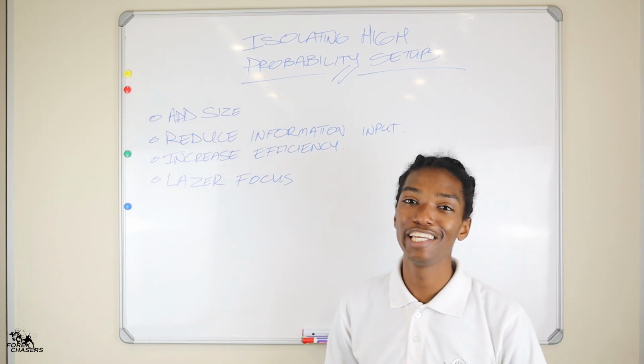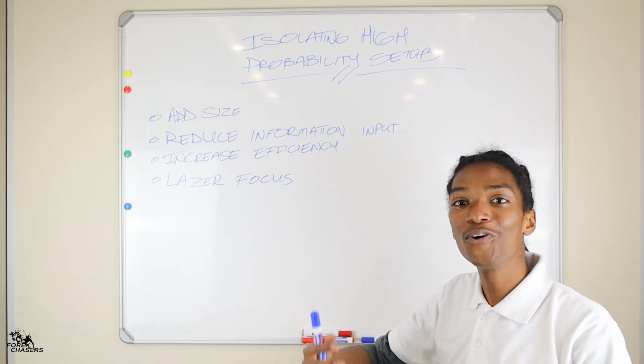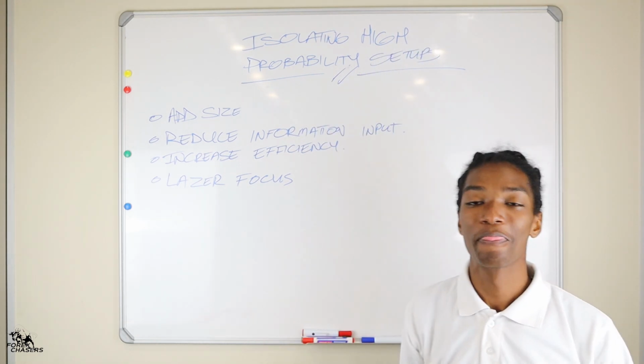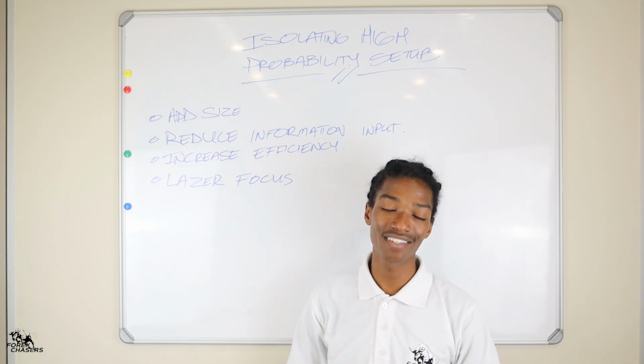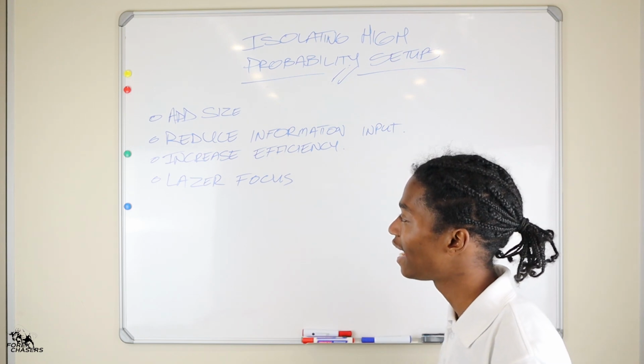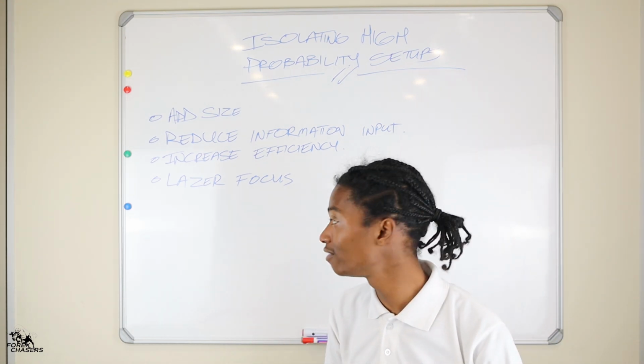Now guys, let's get into what a lot of you guys have been wanting to get into. How do we isolate high probability setups? I'm gonna go through a few different case scenarios and a few different ways on how you can isolate these setups. Number one, and I feel like this goes back to how I used to trade myself.